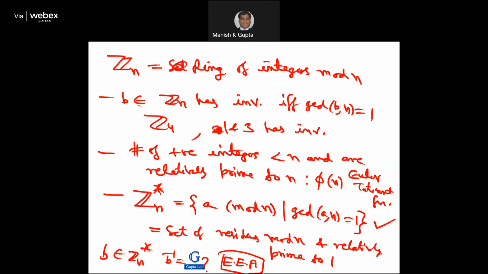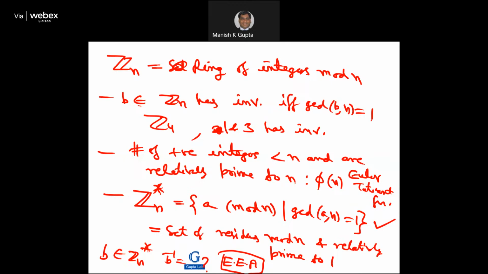Recall some of the basic things. An element B in Zn has an inverse if and only if GCD of B and N is 1. I think this is a result we have covered in this class or the discrete math class. I don't remember, maybe this class. For example, in Z4, 1 and 3 have inverses, but 2 doesn't have an inverse because GCD of 2 and 4 is 2, which is not 1. So an element is invertible in Zn if and only if the GCD of B and N is 1.